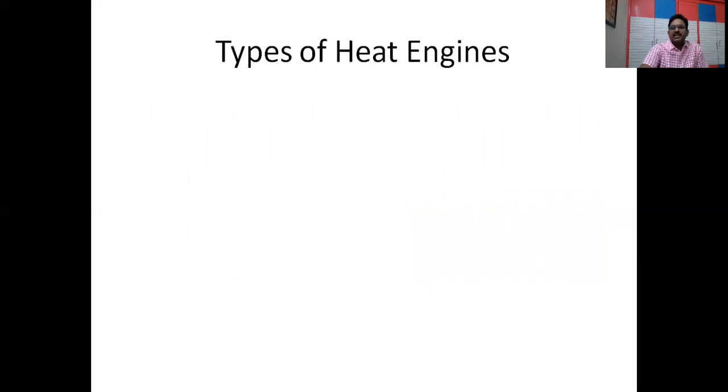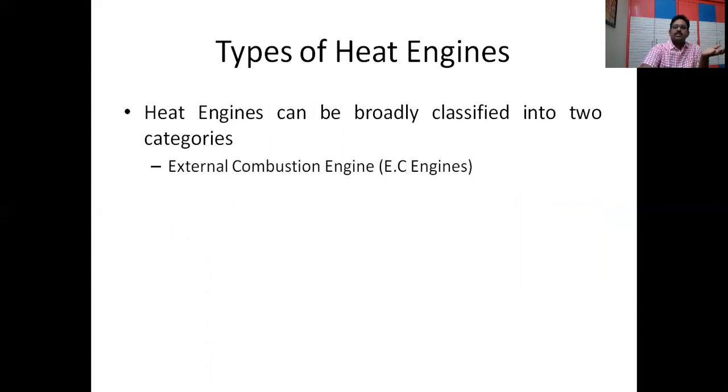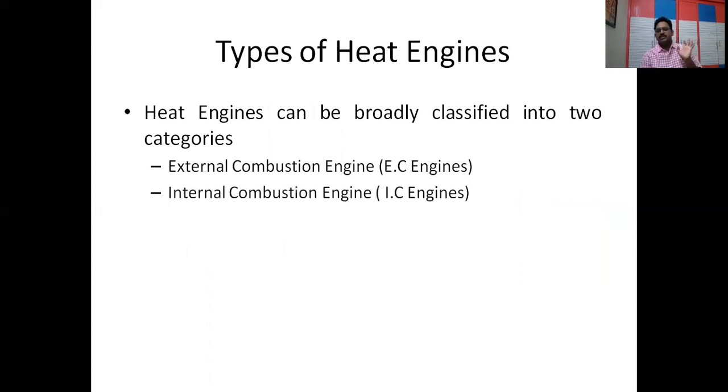Now, what are the various types of heat engines? We will see. Heat engines are broadly classified into two categories. One is the external combustion engine, the second one is the internal combustion engine. This is based on where the combustion takes place. Heat engines need some fuel, and fuel has to be burned. So where the combustion process takes place, whether it is external to the engine or inside the engine. If it is external to the engine, it is called an external combustion engine. If it is inside the engine, it is called internal combustion. Therefore, IC engine means internal combustion engine.